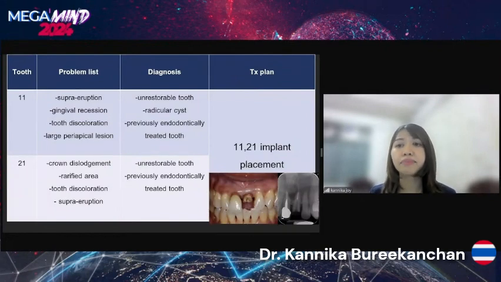Therefore, this can be summarized as follows: problems and diagnosis. For tooth 11, the problems are supra-eruption, gingival recession, tooth discoloration, and periapical lesion. So the diagnosis of tooth 11 is unrestorable tooth and radicular cyst. For tooth 21, the problems are crown dislodgement, rarefied area, tooth discoloration, and supra-eruption. So the diagnosis of tooth 21 is unrestorable tooth.